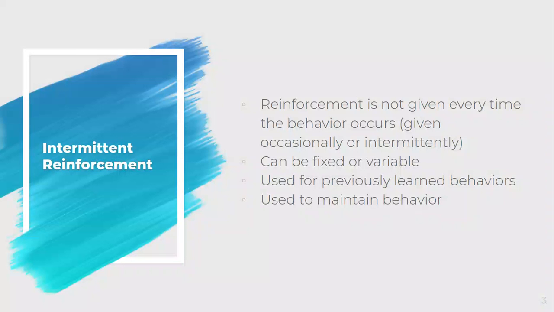The next one we have is intermittent reinforcement. This is when reinforcement is not given after every time the behavior occurs, and instead it's given occasionally or intermittently. This can be either fixed or variable, and it's typically used for previously learned behaviors and to maintain these behaviors. So you would usually start with continuous reinforcement and then go into intermittent reinforcement to maintain the behavior.